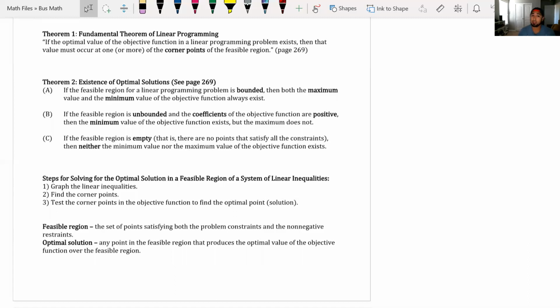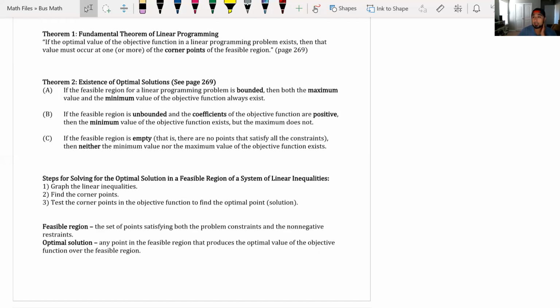If the feasible region for a linear programming problem is bounded, remember that a feasible region is bounded if we can draw a circle around it, then it will have a maximum and minimum value that exists. If the feasible region is unbounded, meaning we cannot draw a circle around the shadings, and the coefficients of the objective function are positive, the minimum value of the objective function exists, but the max does not. And if our feasible region is empty, it could happen, that is, there are no points that satisfy all the constraints, then neither the minimum value nor the maximum value exists.